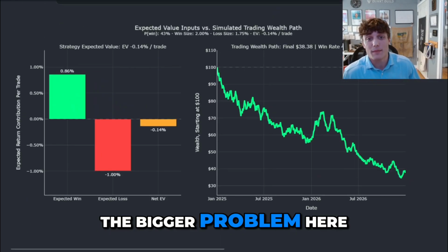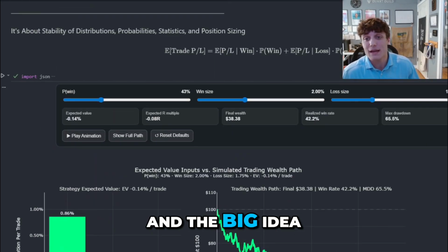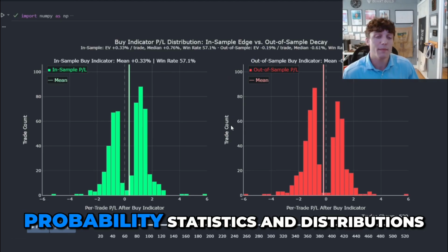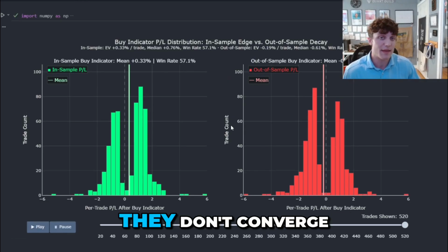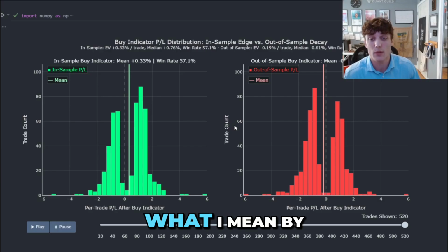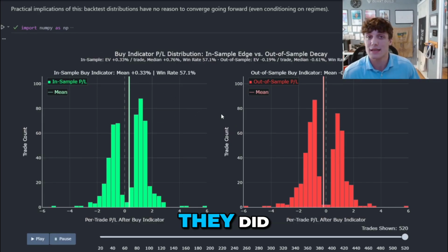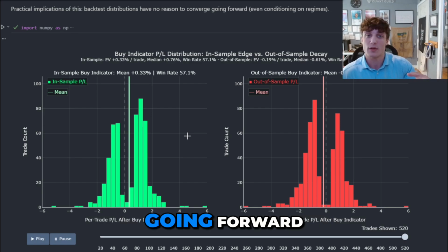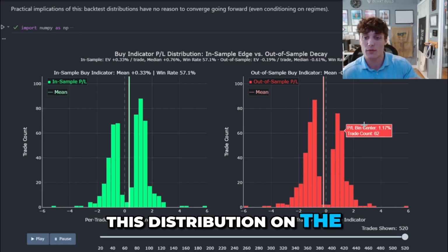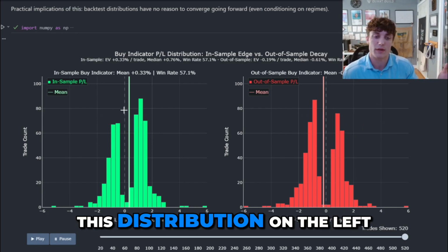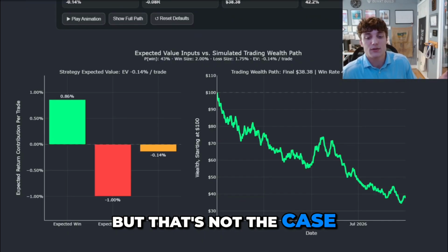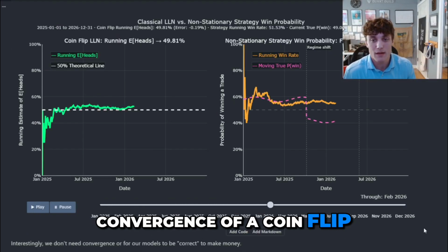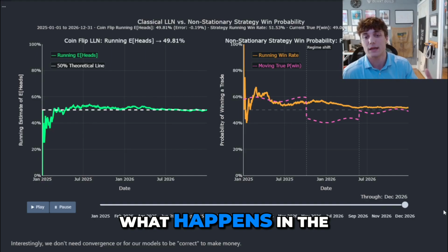Effectively, the bigger problem here, and the big idea to understand in all of this, is that probability, statistics, and distributions, they don't converge. What I mean by that is, suppose that they did and we observed this behavior, then out of sample going forward, this distribution on the right would perfectly match this distribution on the left. But that's not the case. So for example, here on the left, I'm going to show you convergence of a coin flip. And on the right, I'm going to show you what happens in the live market.